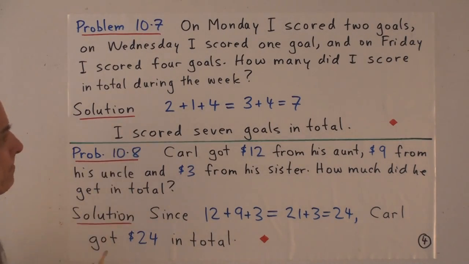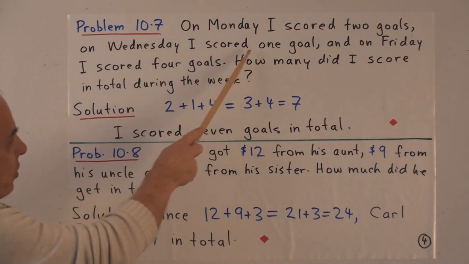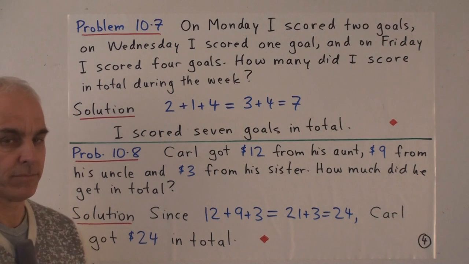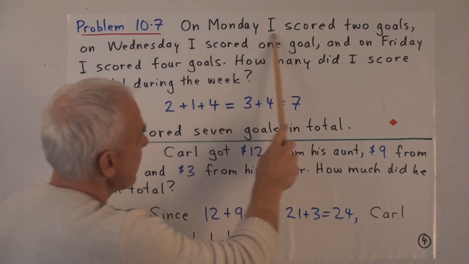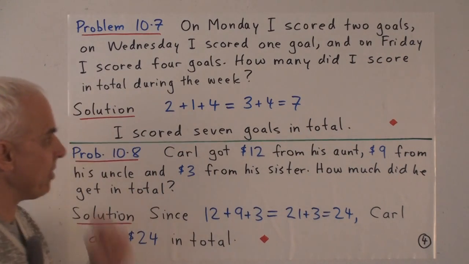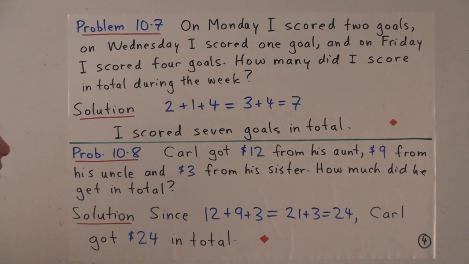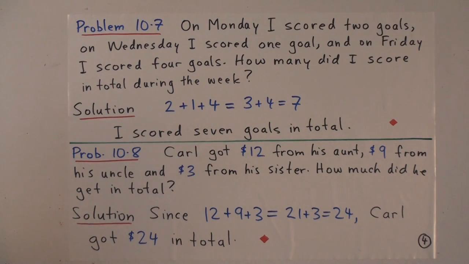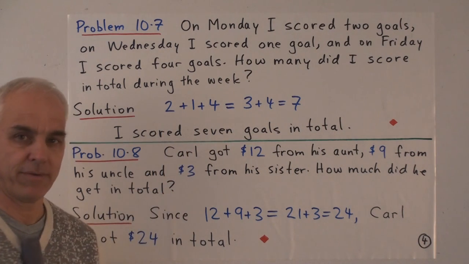Our problem number 7. On Monday I scored 2 goals. On Wednesday I scored 1 goal. And on Friday I scored 4 goals. How many did I score in total during the week? So I have to look through. So on Monday I scored 2 goals. Okay, 2 is going to be important. On Wednesday I scored 1 goal. That 1 is going to be important. And on Friday I scored 4 goals. That 4 is important. So I'm going to add 2 plus 1 plus 4.